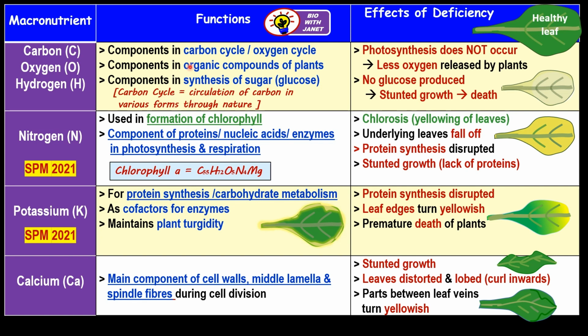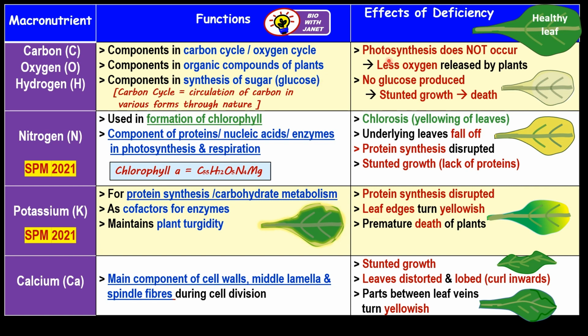Now, they are components of organic compounds of plants, such as proteins, carbohydrates, and lipids. And these elements are also used to synthesize sugars, such as glucose, C6H12O6. Glucose contains carbon, oxygen, and hydrogen. So we need these three elements to synthesize sugars that form organic food substances for organisms. So, effects of deficiency.